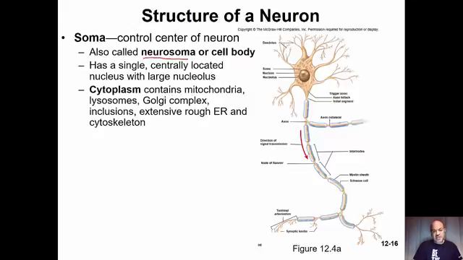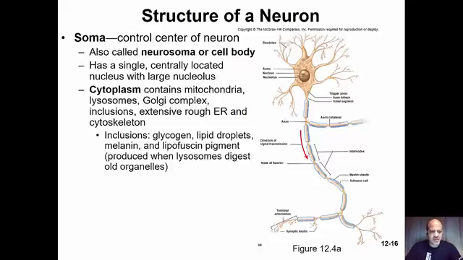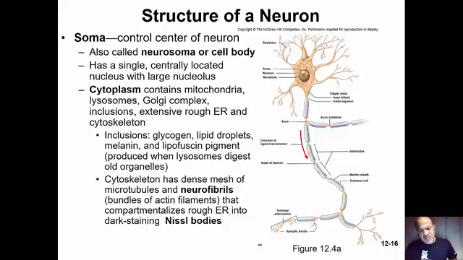Organelles include mitochondria, which produce ATP, energy for the cell, and lysosomes. Recall those are for digesting worn out parts. Golgi complex, which is a membrane organelle that modifies and packages materials. Also extensive rough ER in the cytoplasm. Remember, the rough ER is where proteins are produced. Inclusions are glycogen, lipid droplets, melanin, and lipofuscin pigment, which is produced when lysosomes digest old organelles. And the cytoskeleton has a dense mesh of microtubules and neurofibrils, or bundles of actin filaments, which compartmentalize rough ER into dark staining Nissl bodies. There are no centrioles and no mitosis, which means the nucleus in the cell body itself does not divide.